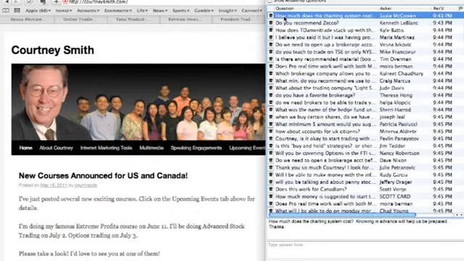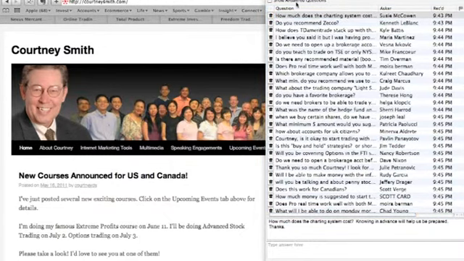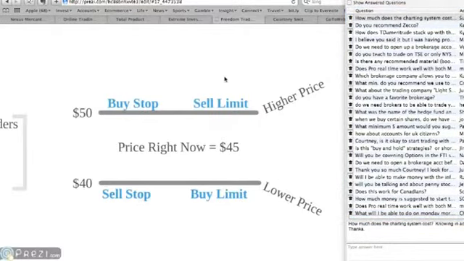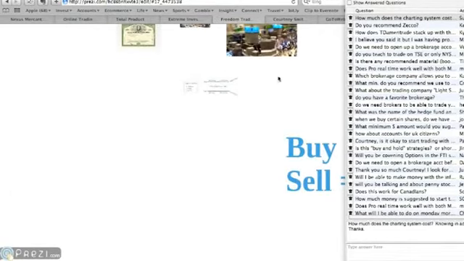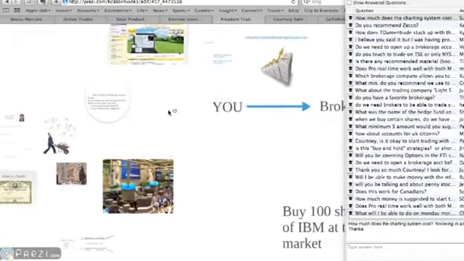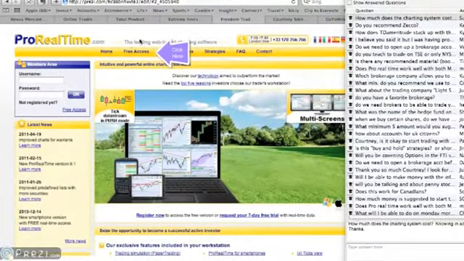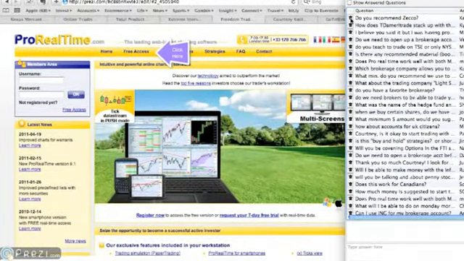How much does the charting system cost? $0. It's free. That's why it says free access. Remember, in our presentation, I said that you should go and click on the free access button. So your chart should be free.